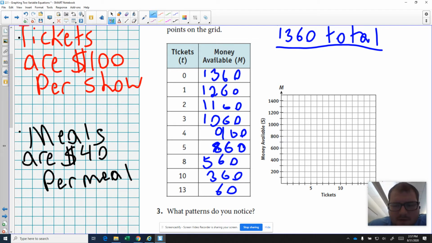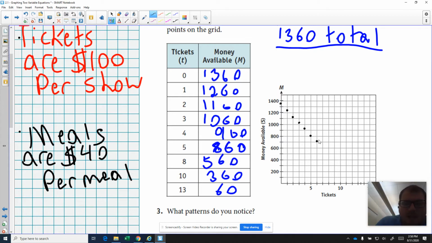So at 0, I have $1,360. At 1, I have $1,260. At 2, I have $1,160. At 3, I have $1,060. And then if you notice, each time as you go over, you're just going down about $100 each time. It starts to build a pattern.